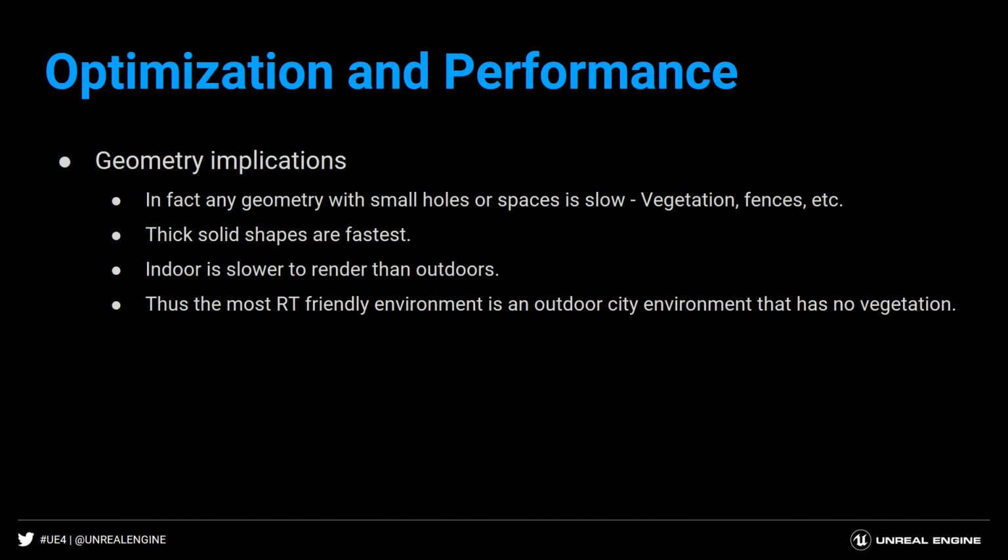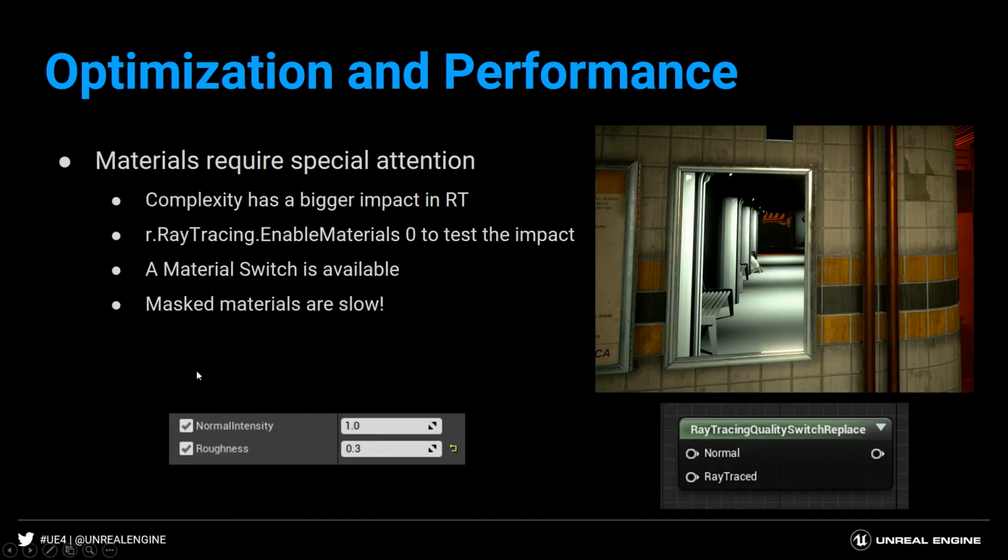vegetation. The worst case would be a greenhouse, which is indoors, with a lot of glass, with a lot of small holes and vegetation. In fact, vegetation is slow because it has a lot of small holes, and, which I forgot to mention over here, masked materials are slow because when you have a masked material, the rays also have to consider where the material is visible or not visible, and that's an additional layer of complexity on top, right? So please do not make a jungle. That's basically the bottom line that I'll end my talk with.